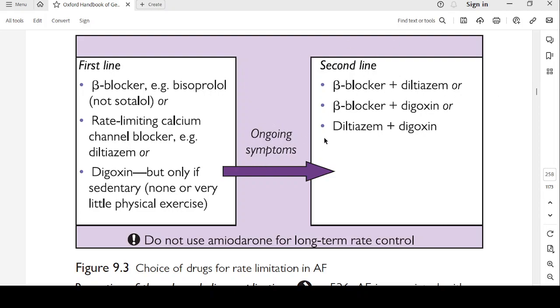Second line, if he still has ongoing symptoms, then second line drugs are beta blocker plus diltiazem, or beta blocker plus digoxin, or diltiazem plus digoxin.